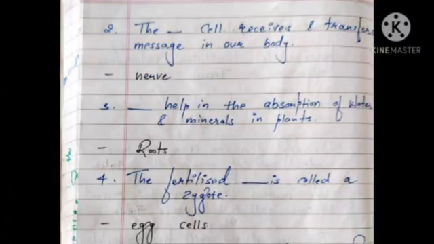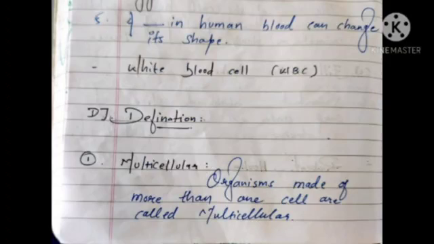Second one is the dash cell receives and transfers message in our body, and the answer is nerve. Third one is dash helps in the absorption of water and mineral in plants, and the answer is root. Fourth one is the fertilized dash is called a zygote, and the answer is egg cell. Fifth one, a dash in human blood can change its shape. The answer is white blood cells, WBC.